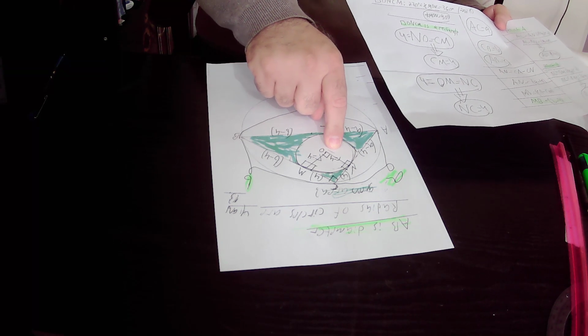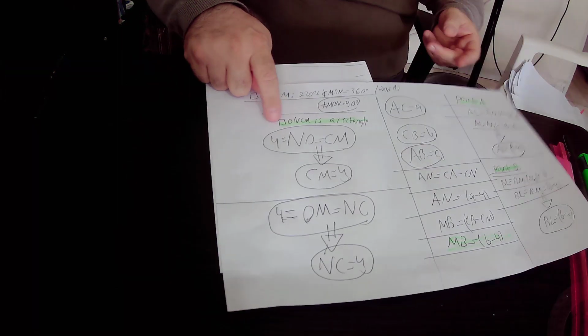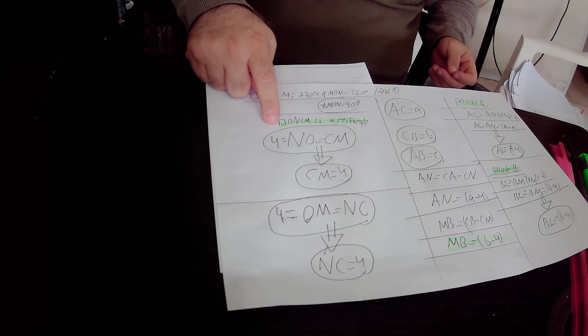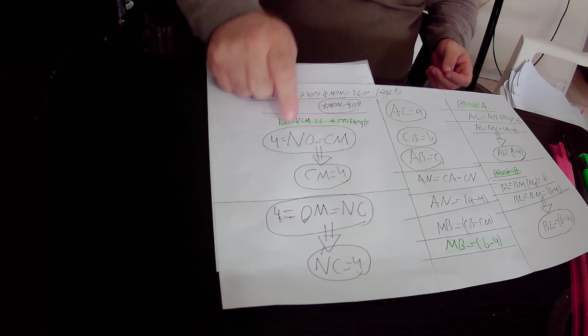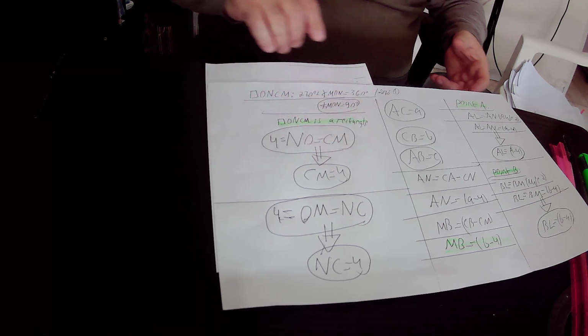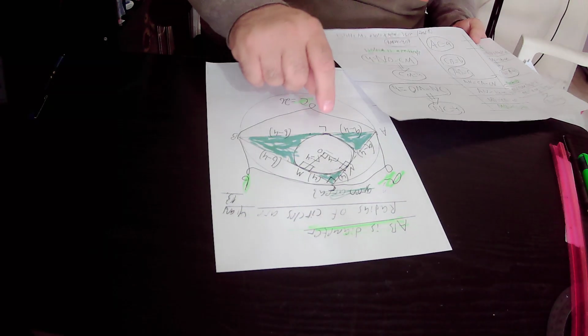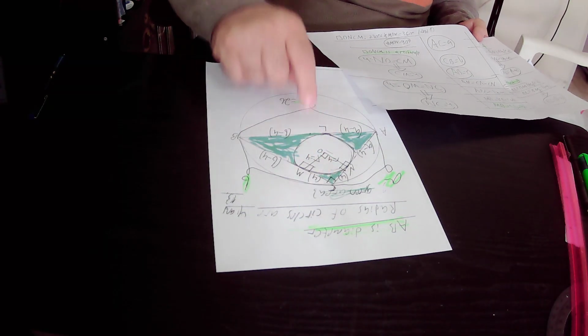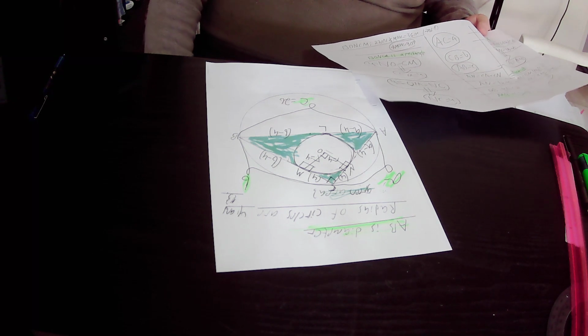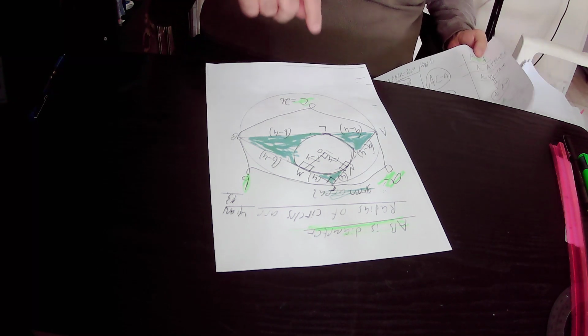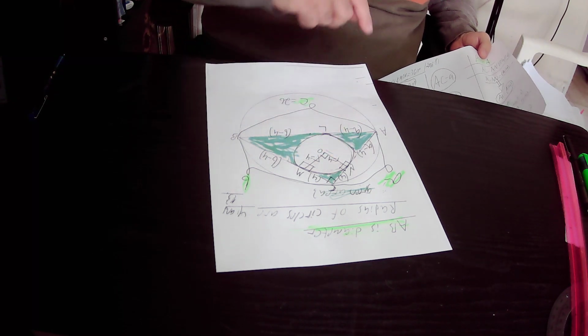It is the radius of the circle. So ON equals 4, and from this equation 4 equals ON equals CM, we've derived that CM is also equal to 4 units. Here CM equals 4 units. Likewise, according to the rule that the opposite sides of a rectangle are equal to each other, we'll get that OM equals NC.